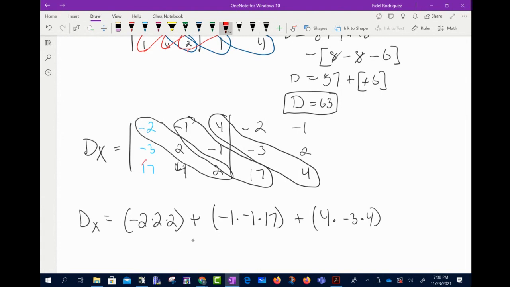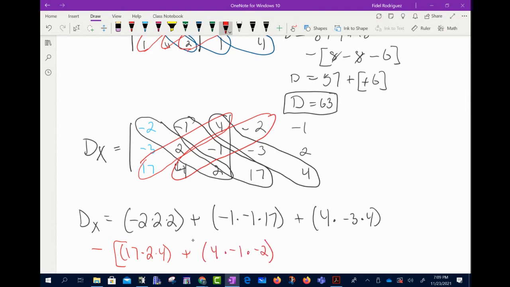And then I'm going to go into red because that's what I've been doing, because I got to subtract. So I'm going to go minus 17 times 2 times 4 plus, let's see, 4 times -1 times -2 plus 2 times -3 times -1.